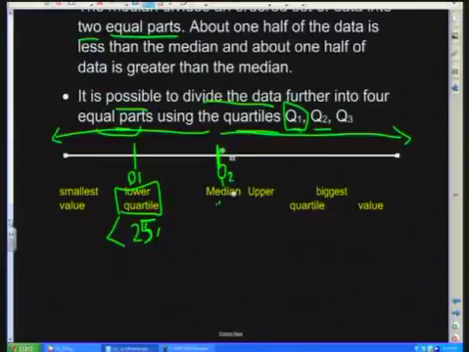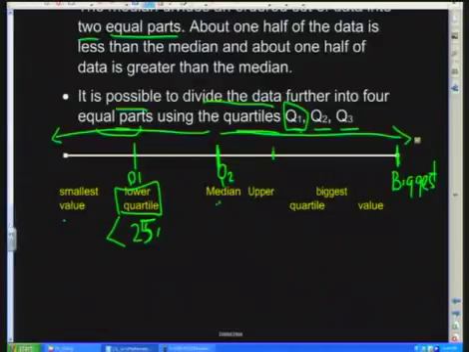Okay, and then you get an upper quartile. Now the upper quartile is the value... all right, our number line's looking a bit off, but the biggest value is the one that's right at the end here. Okay, so that's our biggest value. And then our smallest one was obviously on the other end.